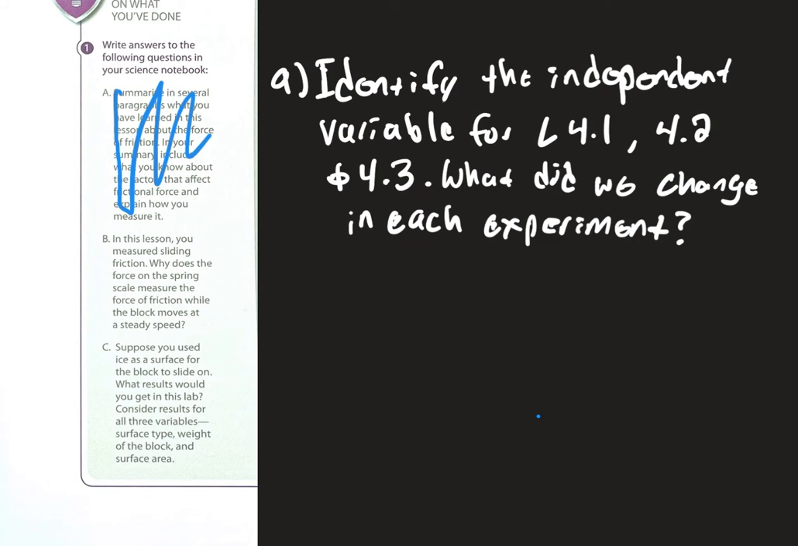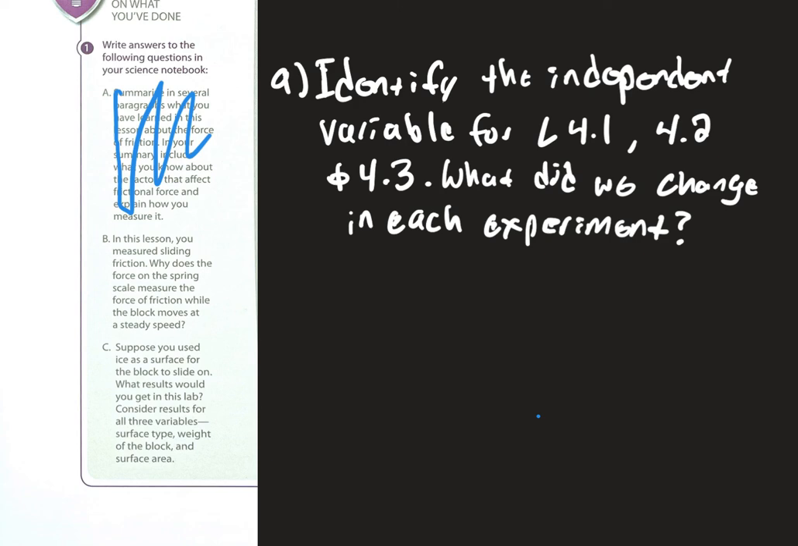C, suppose you used ice as a surface for the block to slide on. What results would we get for the lab? So it wants 3 answers here. It wants you to talk about, one, what happens if we tested surface type on ice? What would happen if we tested the weight on ice? And what would we get if we tested the surface area?